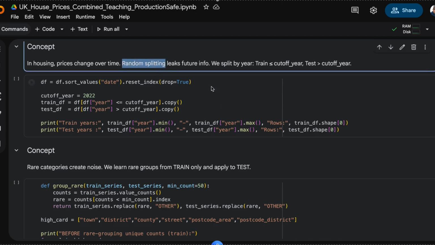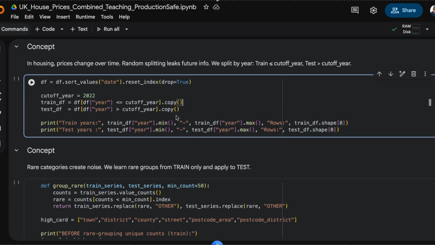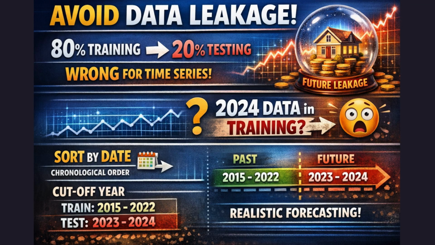But before we build any model, we must decide how to split the data. And this decision is critical. A very common approach in machine learning is to randomly split the dataset into 80% training, 20% testing. That approach works well for many problems, but for time-based data, it can introduce a serious issue: future leakage.